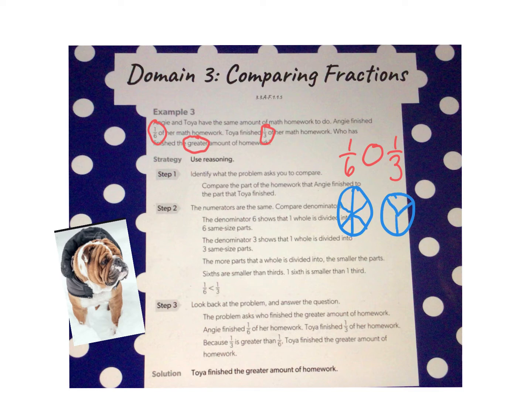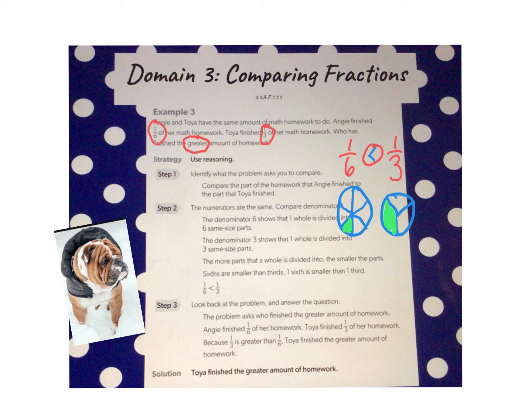And if I were shading this in, I would see that 1/6 is way smaller than 1/3. Do you guys see how that is? Okay, and so I can go ahead and write that in my bubble. So I would say 1/6 is less than 1/3. So we're going to go back to the question. What's it asking? It's not just asking what's greater than what's less than. It's actually asking who has finished the greater amount of homework.